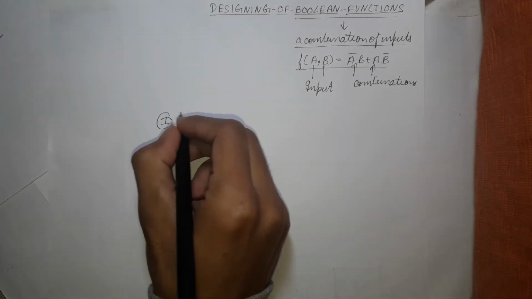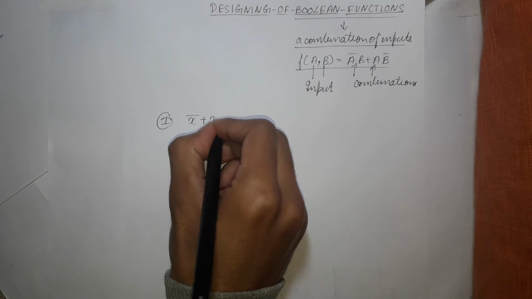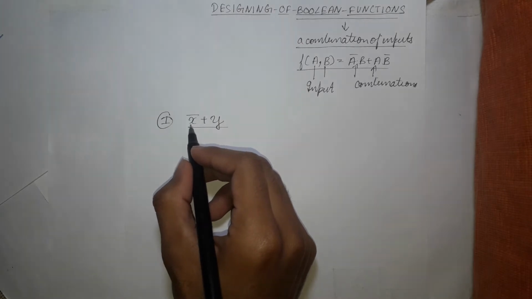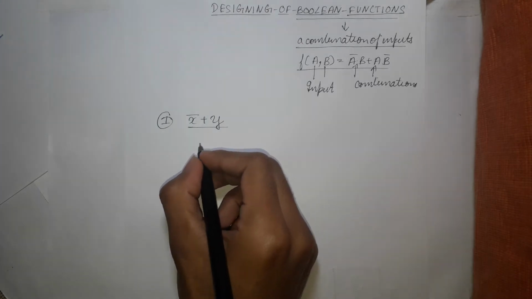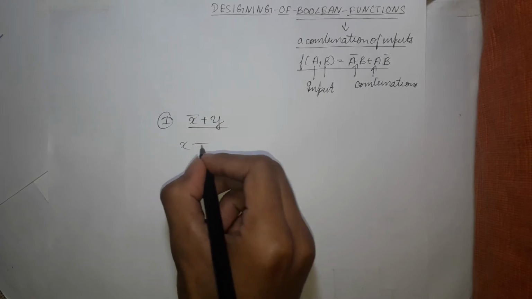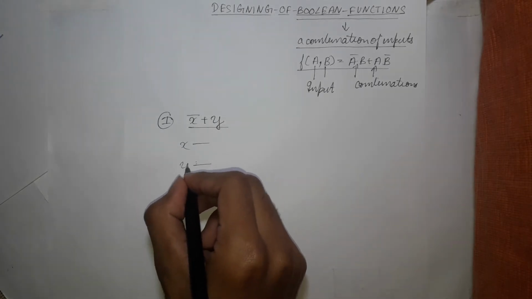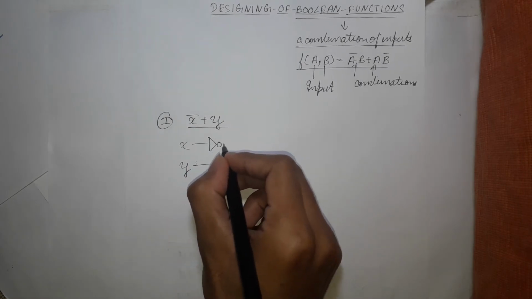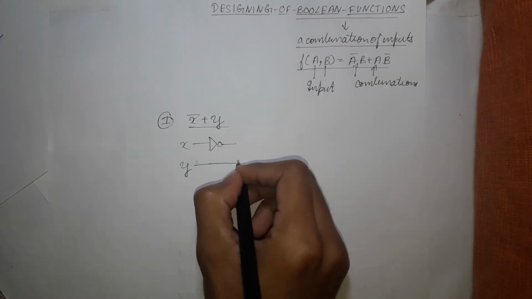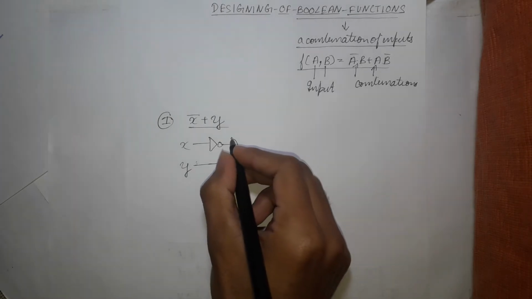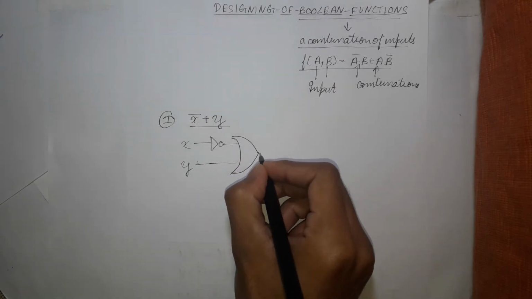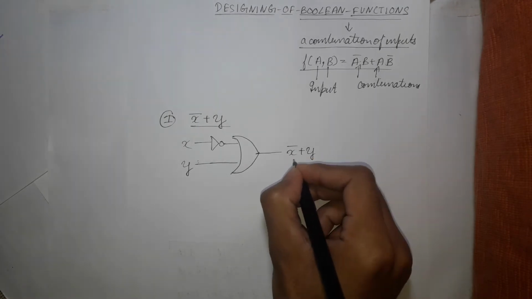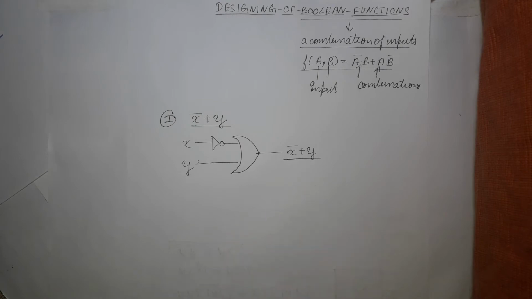The first one is this one. Now it says x whole bar or y. So how can we design it? Here we have our input x, here we have our input y. Now we want x in inverted form, so we will place a NOT gate in front of x to get x bar, and now this y will go as the second input for an OR gate. From here we get x bar or y.